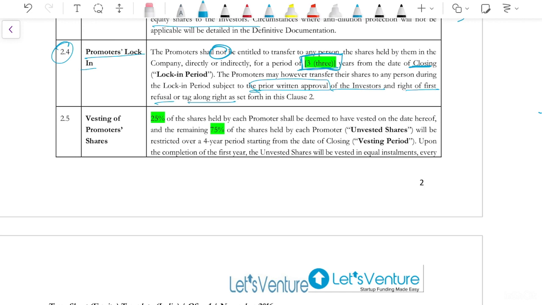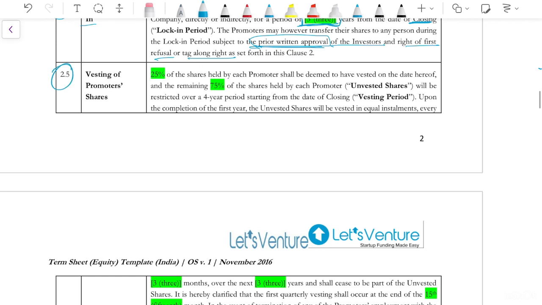And hence, this caveat is given to them that in case there is a written approval of the investors and ROFR or tag along, then in that case, they can sell their shares to either the investors or the third-party buyers to get some liquidity for their emergency situations.